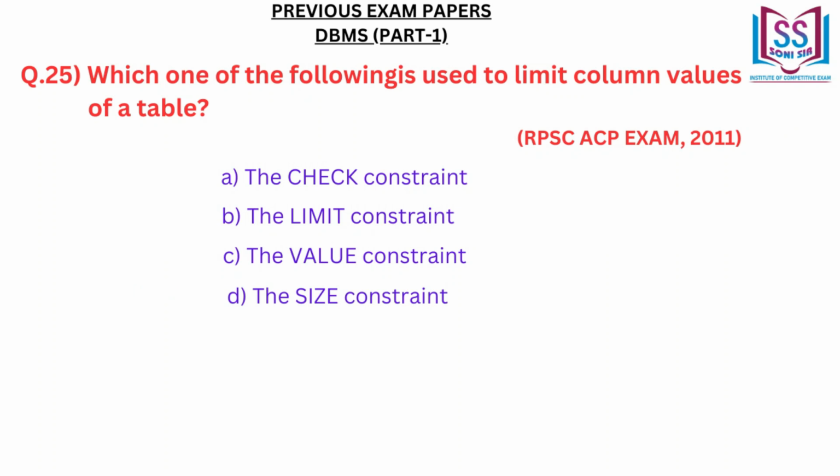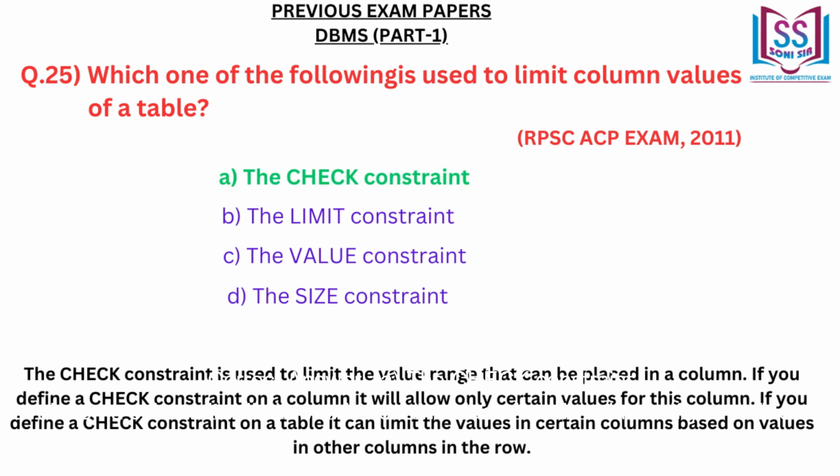Which one of the following is used to limit column values of a table? A. The check constraint. B. The limit constraint. C. The value constraint. D. The size constraint. Correct answer A.